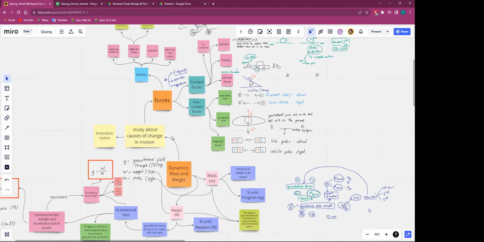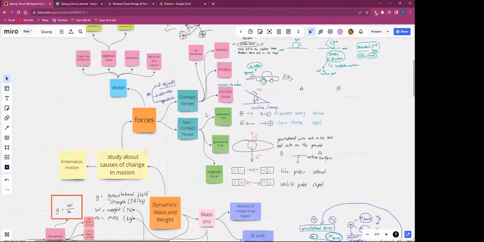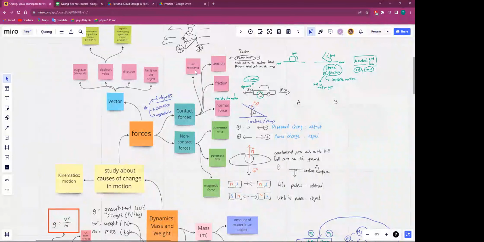So first of all, we have forces, which is a vector, and forces are divided into two types: contact force and non-contact force. About contact force, we have air resistance, tension, friction, and normal force.